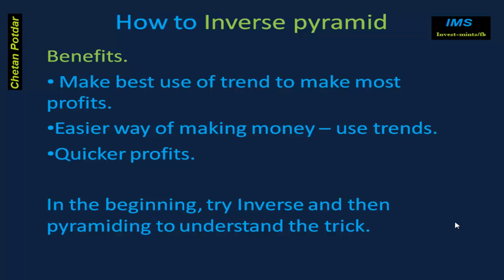So in the beginning, what you need to do is try inverse pyramiding and then pyramiding to understand the trick. First, you try inverse pyramiding, keep on adding, and the moment you are into the stock, you can start pyramiding and get out. As an example, take a long-term uptrending stock that has retraced mid-term and short-term, and starts moving in your favor. Keep on inverse pyramiding.